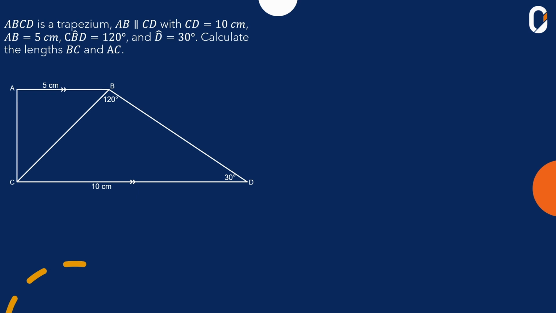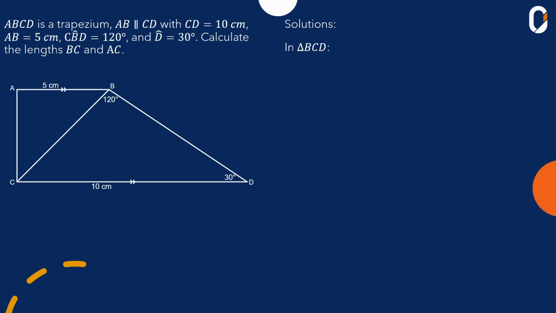ABCD is a trapezium. AB is parallel to CD, with CD equal to 10 centimeters, AB equal to 5 centimeters, angle CBD equals 120 degrees and angle D equals 30 degrees. Calculate the lengths BC and AC.